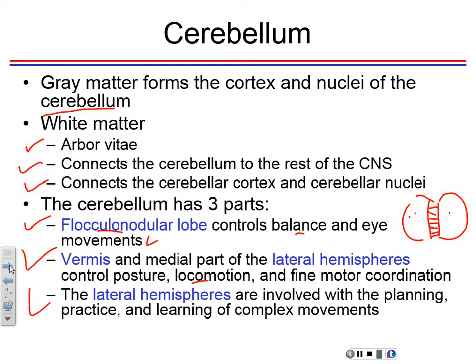And then of course the lateral hemisphere is the major part of the hemispheres. So it's planning, complex practiced movements and so forth. All that is done here. Learning complex movements, like dancing, riding a bike, things like that, all that is controlled by the cerebellum. So you've got to know the three parts and what each part does, because each part is divided into smaller sub-parts.